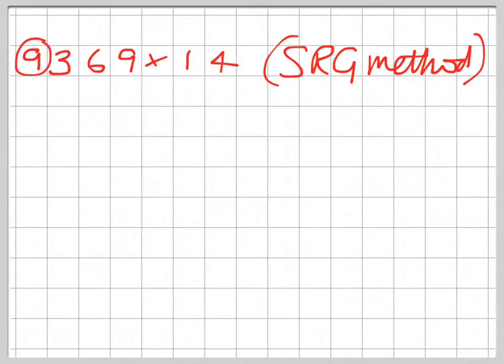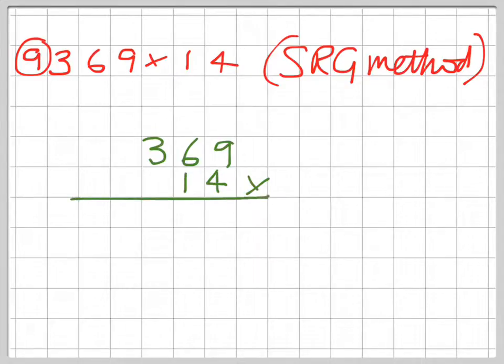Okay, here we go. Same sum. 369 times 14. Now SRG, they do exactly the same thing, but they do it the opposite way around. So they start by timesing everything by the 1. So they circle the 1 and then they lay an egg. Or as we call it, a big fat 0. Some people call it a big fat donut. So let's times everything by the 1 now.